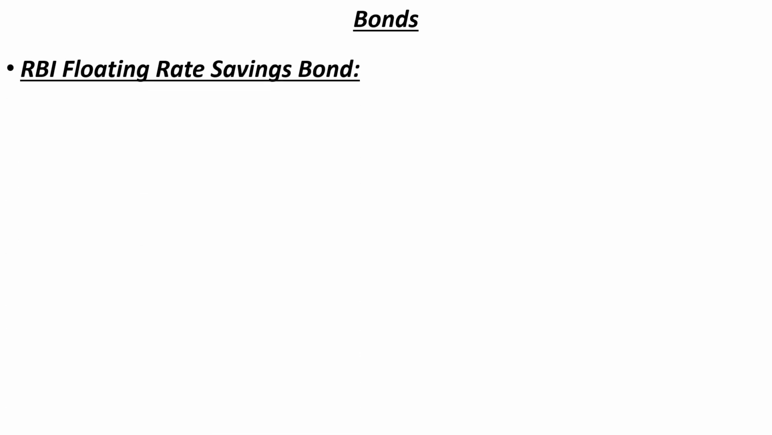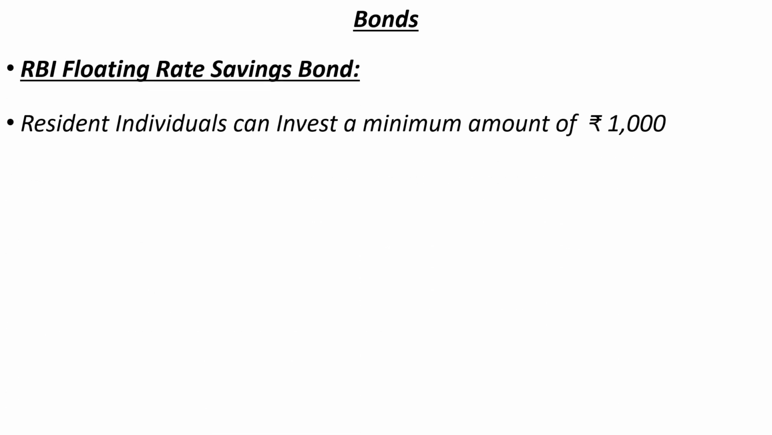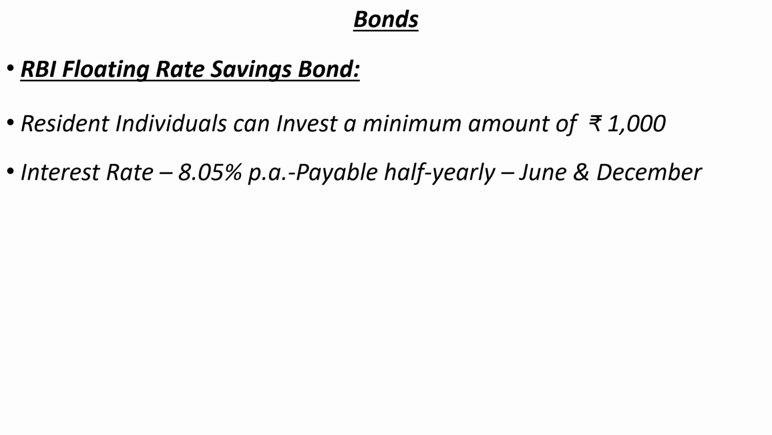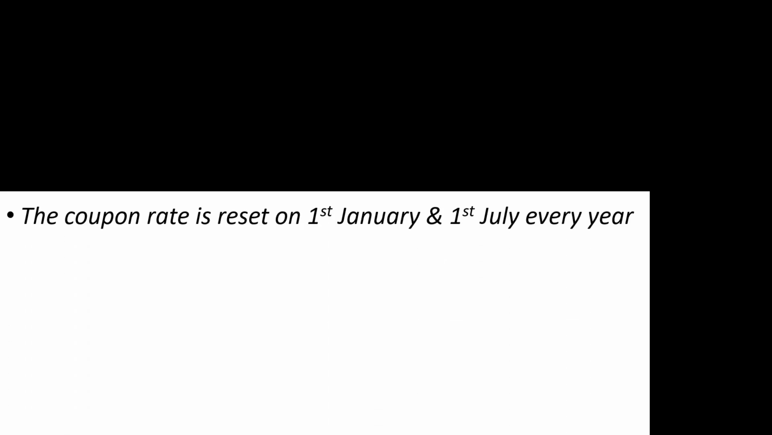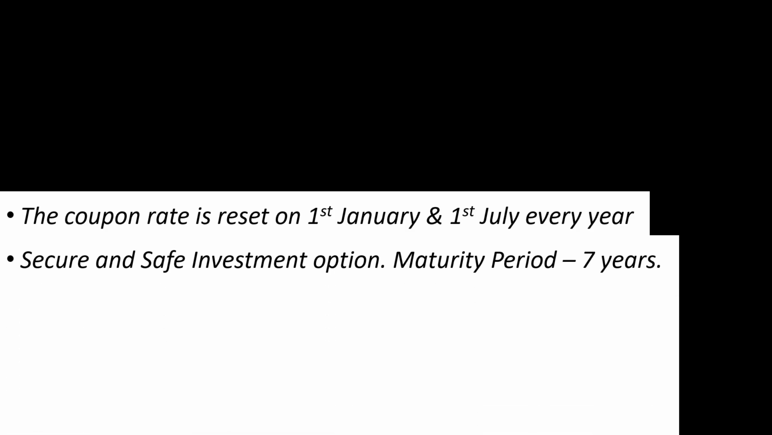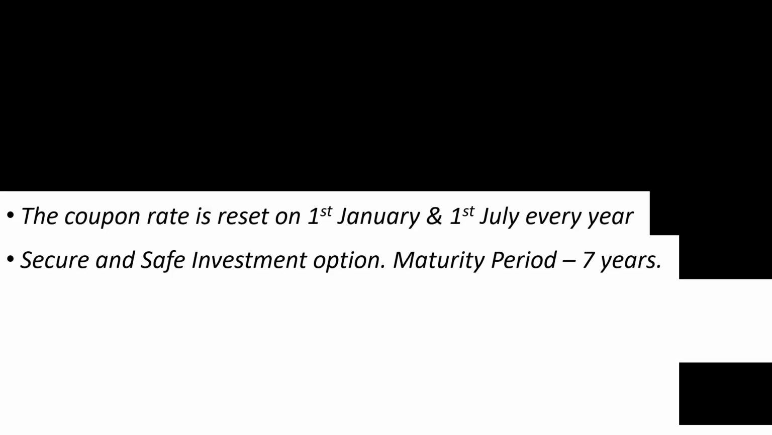Investment in bonds. RBI floating rate savings bond. The resident individuals can invest a minimum amount of 1000 rupees in these bonds. Interest rate currently is 8.05% per annum, payable half yearly in June and December of every year. The coupon rate is reset on 1st of January and 1st of July every year. A secure and safe investment option. Maturity period of the bond is 7 years.